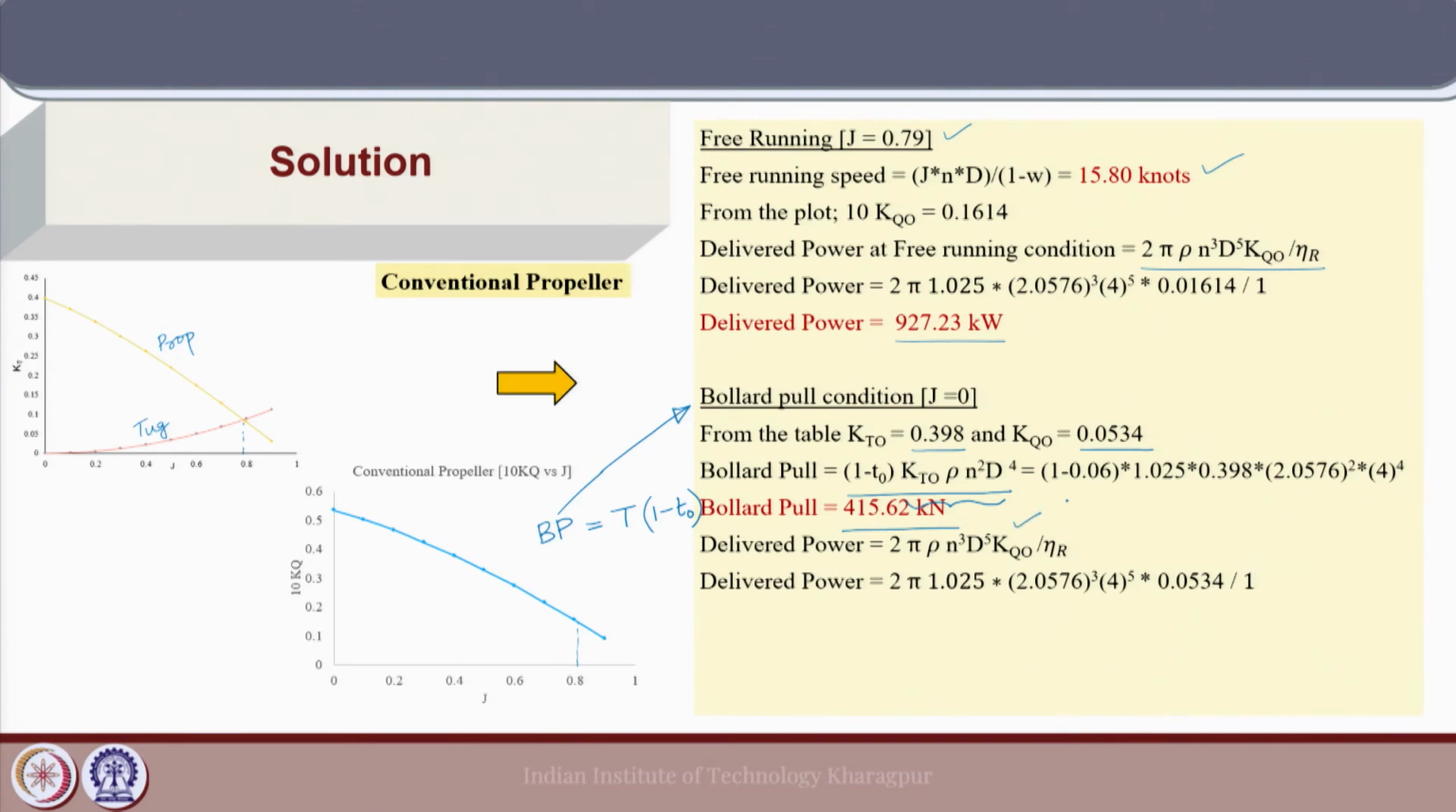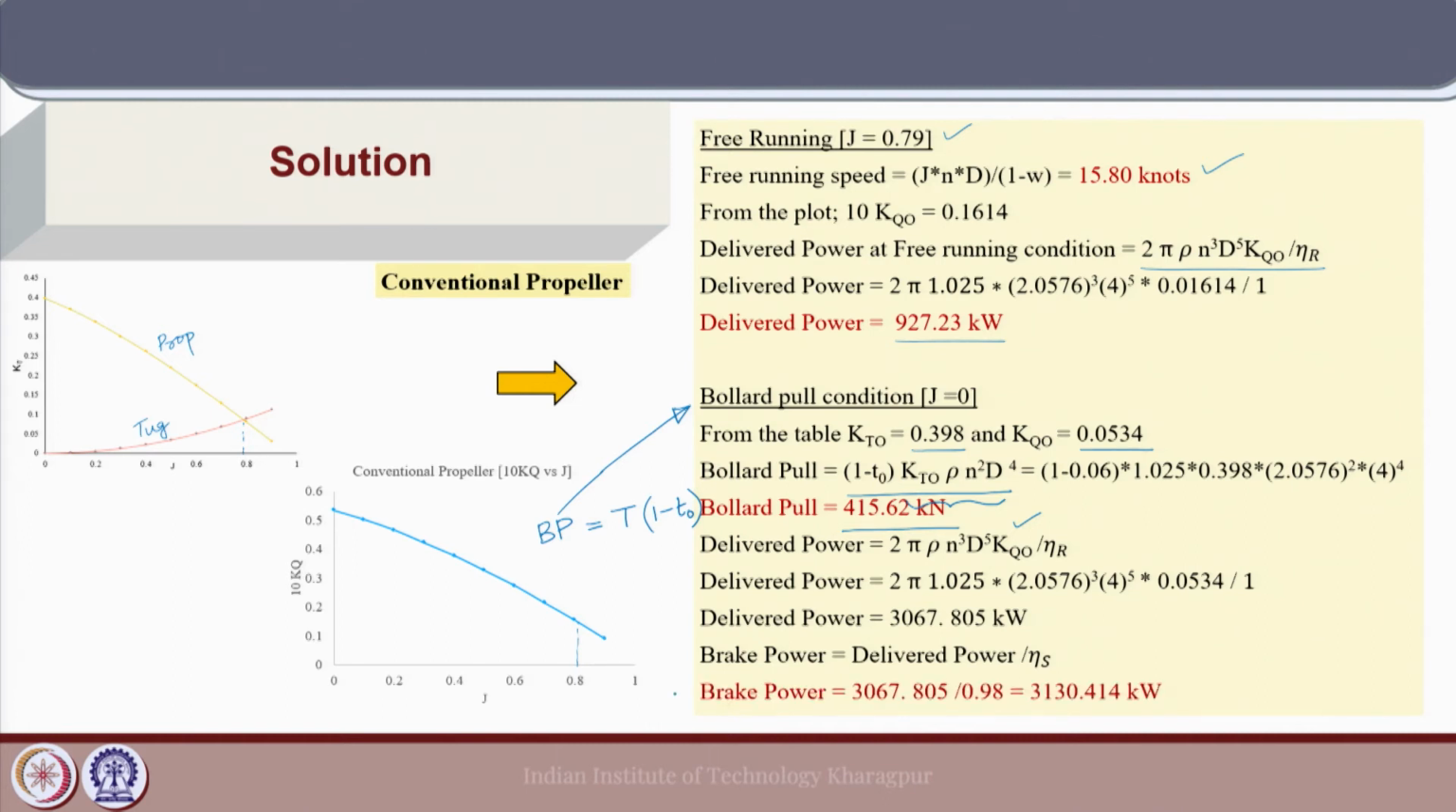At that condition the delivered power can be calculated using the value of the torque coefficient, and because we are using thrust identity, again for the torque coefficient eta R is used, and the delivered power can be calculated finally, which gives the brake power required by the engine, where we divide the delivered power by the shafting efficiency, which is given as 0.98. So, the brake power in the Bollard pull condition is calculated here.